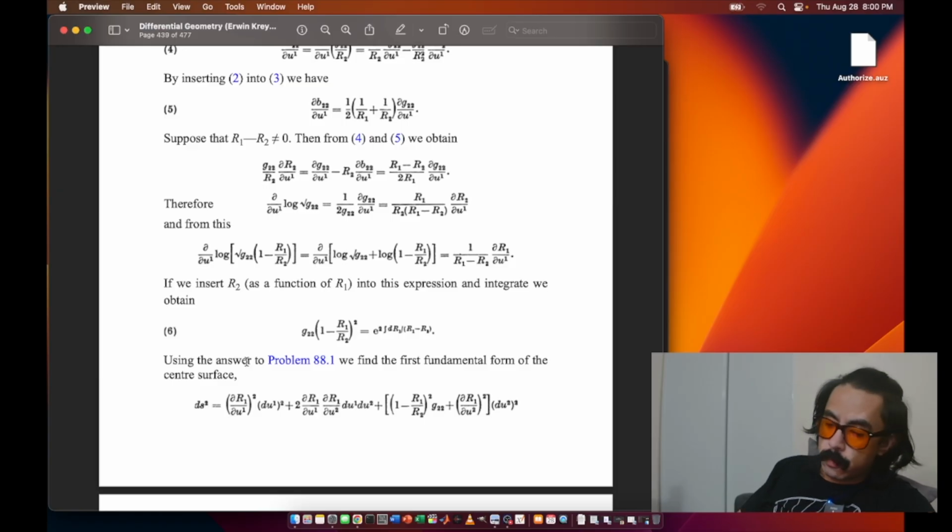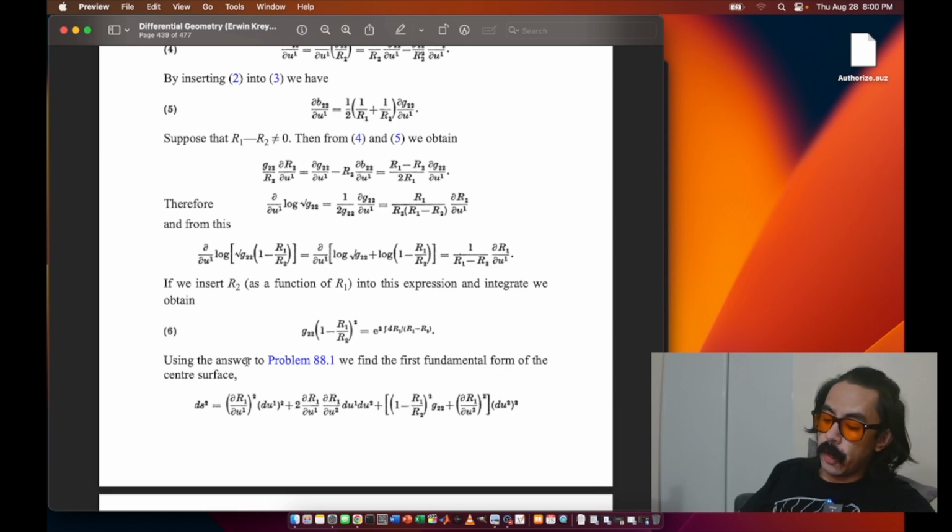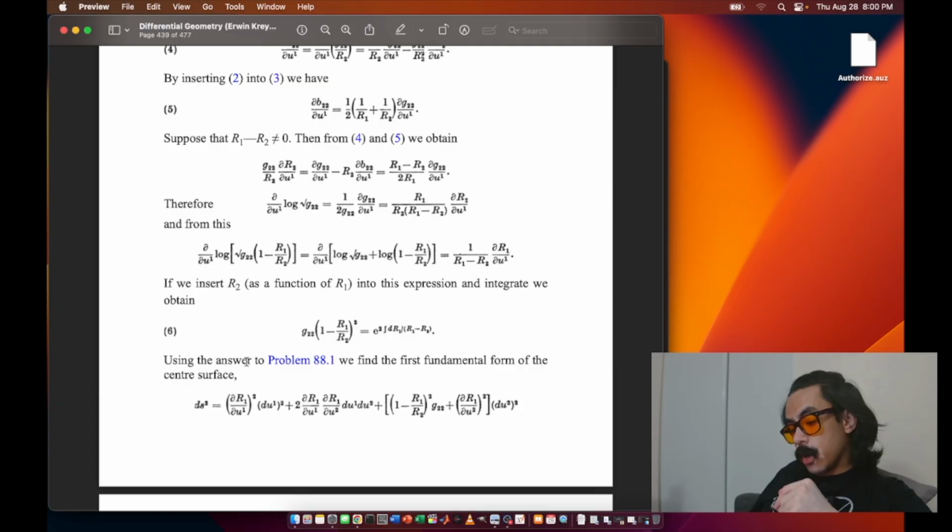That's the first logarithm in this partial derivative, but then plus a second logarithm, which is subject to this partial derivative, but the logarithm now is 1 minus R1 over R2. And once we resolve the partial derivative, we now have 1 over a denominator of R1 minus R2, then times partial R1 partial U1. So if we insert R2 as a function of R1 into this expression and integrate, we thus obtain G sub 2 2 then times the quantity 1 minus R1 over R2 closed quantity squared, which now equals E with an exponent of 2 times the integral of 1 over R1 minus R2, but then it's dR1.